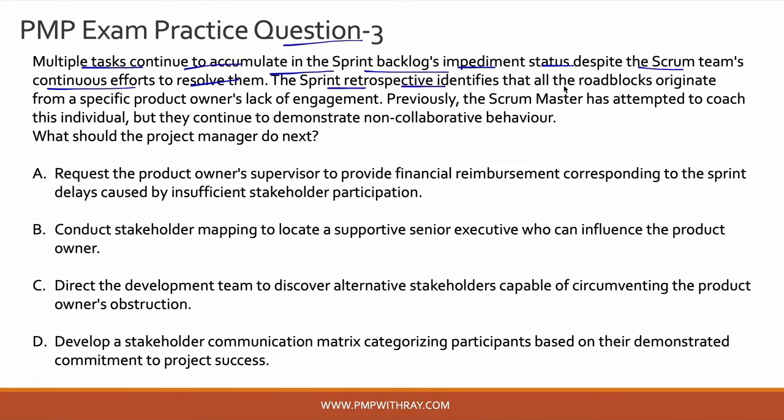Now, the sprint retrospective identifies that all the roadblocks originate from a specific product owner's lack of engagement. So this is the person who is not engaging with the sprint or with the team or with the project, and that is the reason why things are not going as per plan.